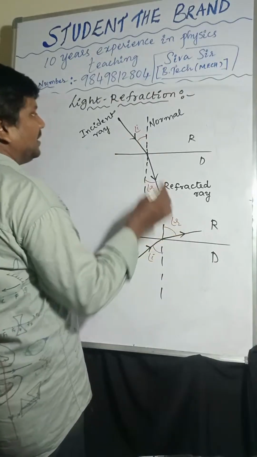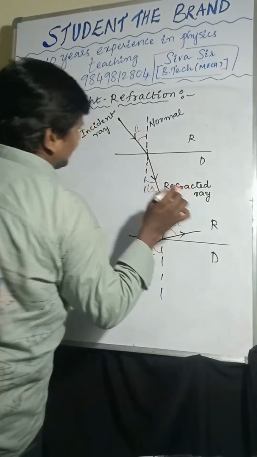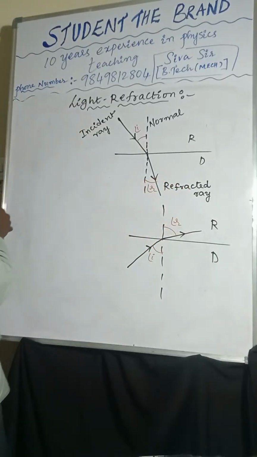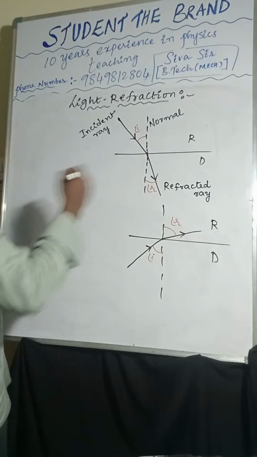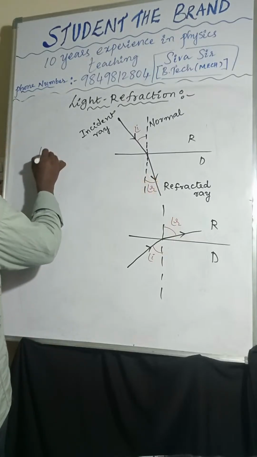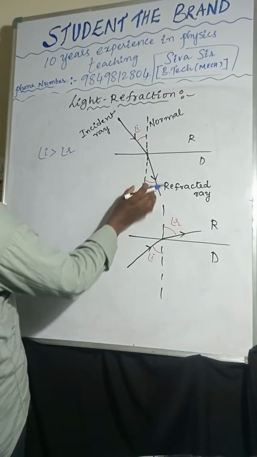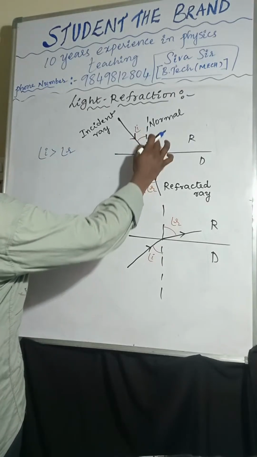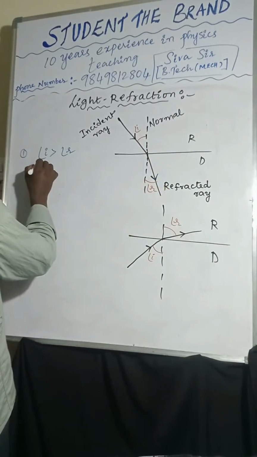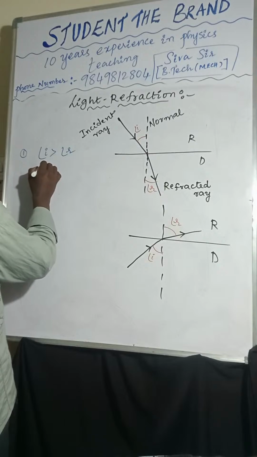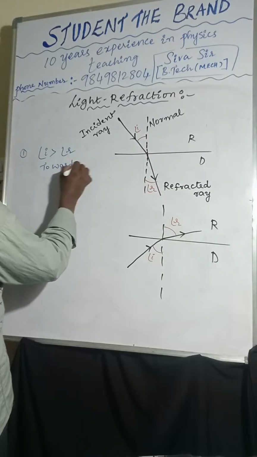In this case, if the light is passing from rarer to denser, the angle of incidence is greater than the angle of refraction, because whenever the light ray passes from rarer to denser, it bends towards the normal line.